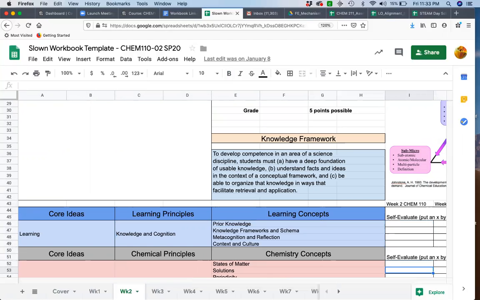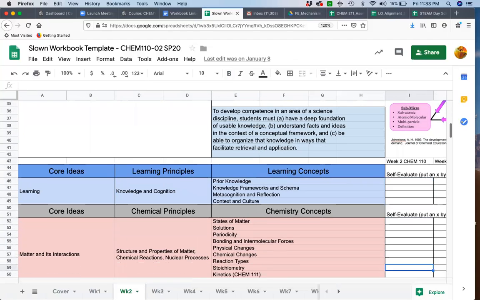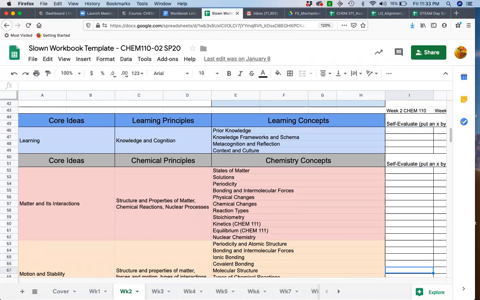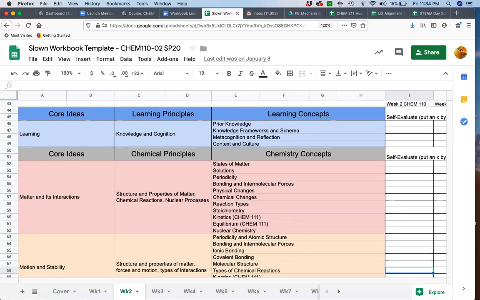If not, that's okay. We're going to have the opportunity to explore those as we learn Chem 110, or general chemistry, this semester. But there are other concepts that are important for you to tackle too. States of matter, solutions, periodicity, bonding, intermolecular forces. These are all things that we're going to cover in this class, and then there are a couple of items that you're going to see in Chem 111. So we're up to week 3 so far.